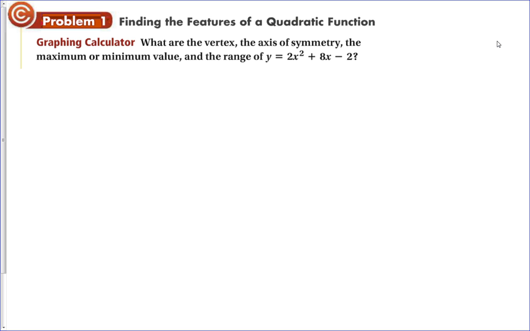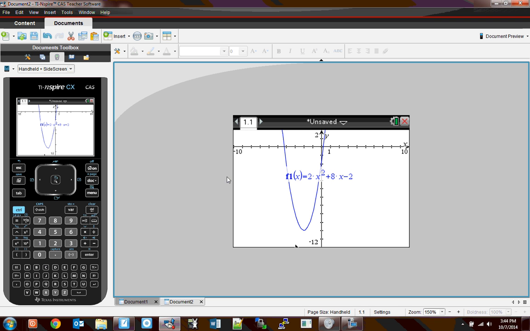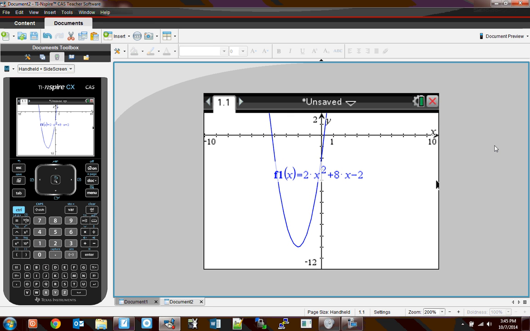All right, number one, finding the features of a quadratic function using the graphing calculator. It says what are the vertex, the axis of symmetry, the maximum or minimum value, and the range. All right, so if we flip over here to the Inspire, here we have our function graphed. I went ahead and graphed it. 2x squared plus 8x minus 2. Now, we can use the table feature to find the minimum as well as the range and the vertex and things like that.